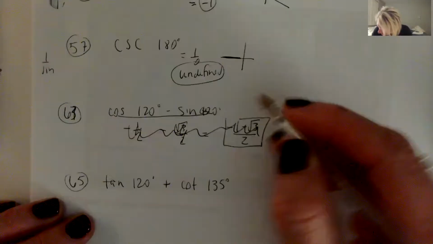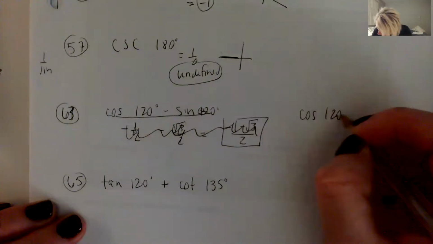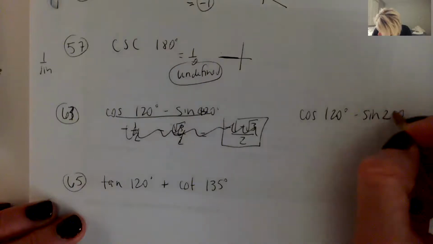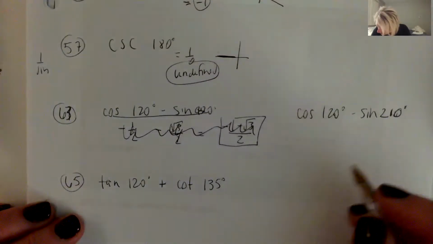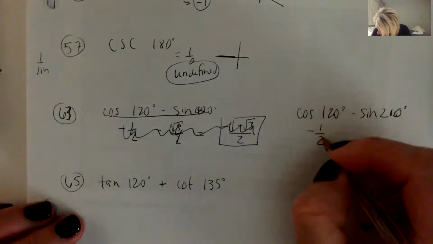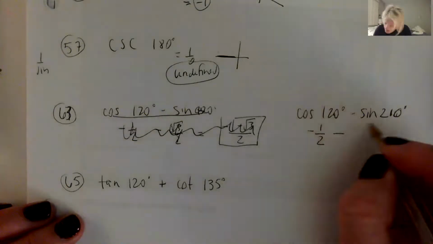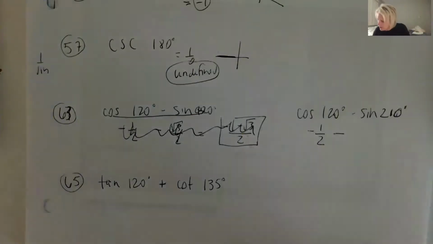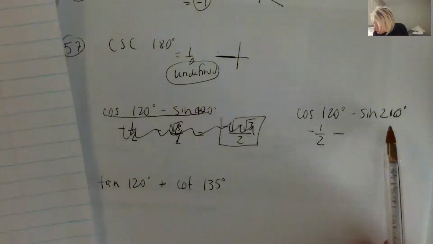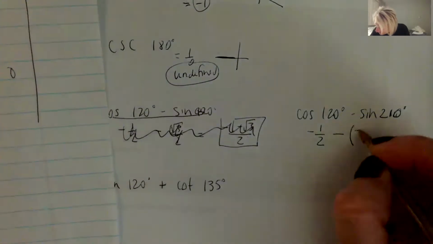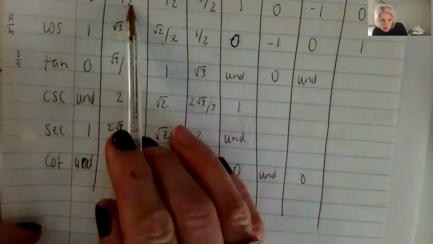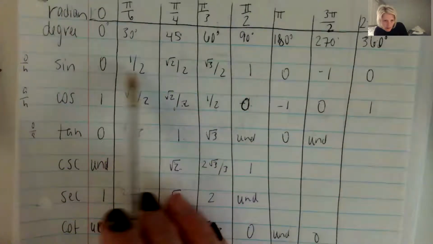Let's just rewrite this. Cosine of 120 minus the sine at 210. So cosine at 120 is a negative 1/2. Subtracting sine at 210, which is going to be a reference angle of 30. And it's in the third quadrant, so sine is now negative. Make sure you have that. So you're subtracting a negative. And sine at 30 is also 1/2.